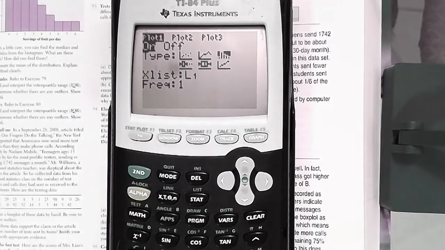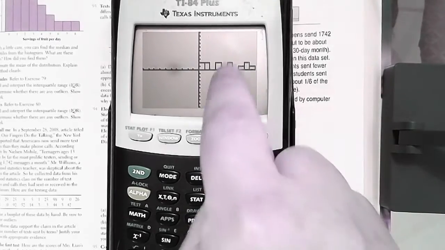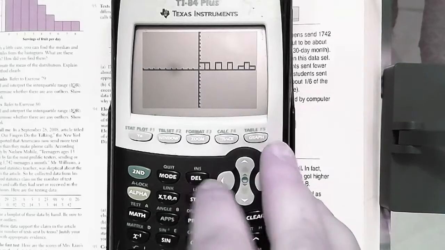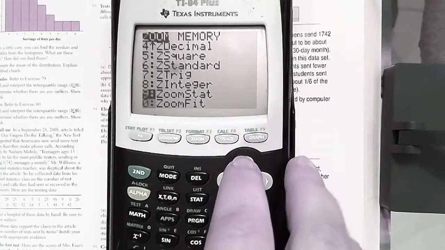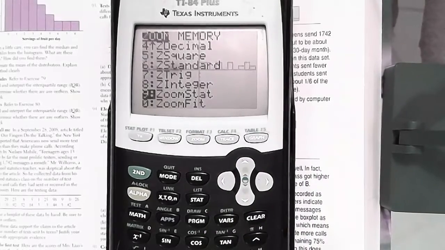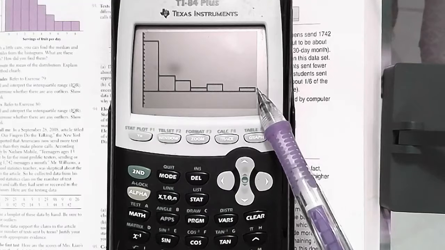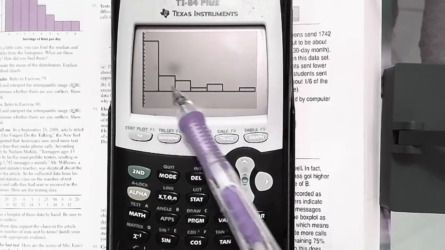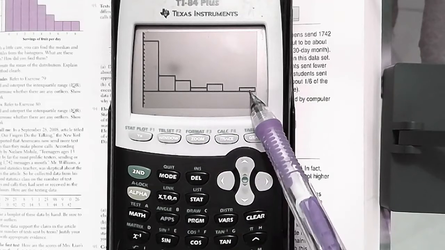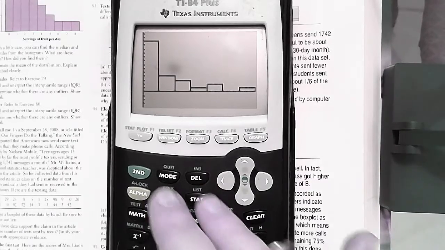So here's our histogram, and then I'm going to press on the histogram and then graph it. Now you can see this looks kind of strange, right? So I'm going to press zoom, and if I just arrow up, I can get to zoom stat or zoom fit. I'm going to do stat. So that's created, here's my data. So we have 1, 2, 3, 4, 5, 6, 7 intervals. 7 intervals.